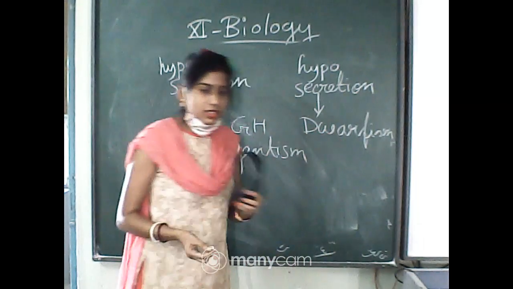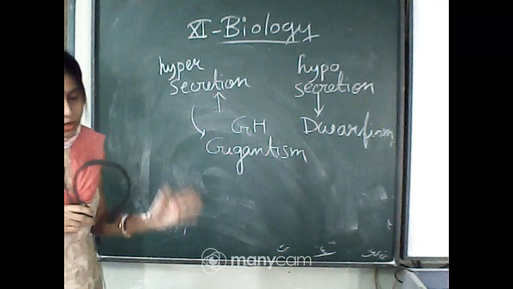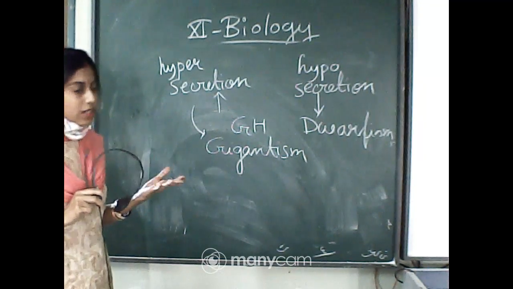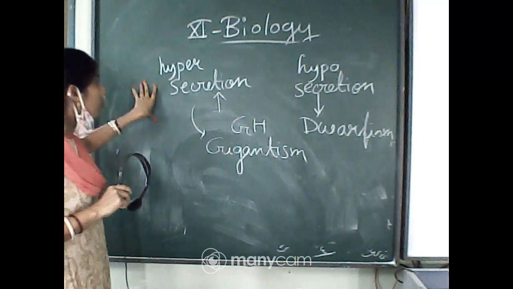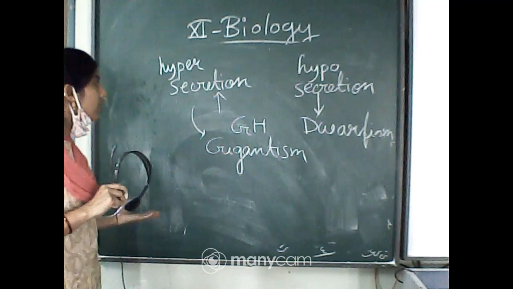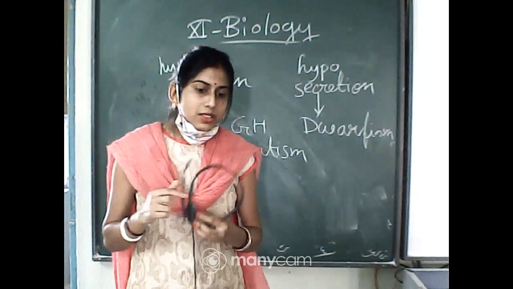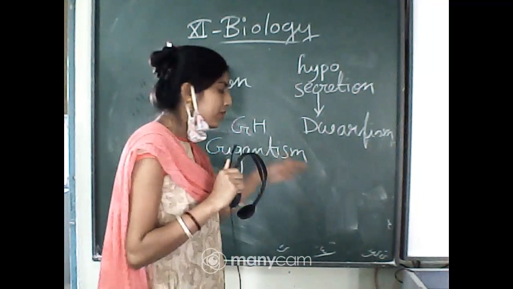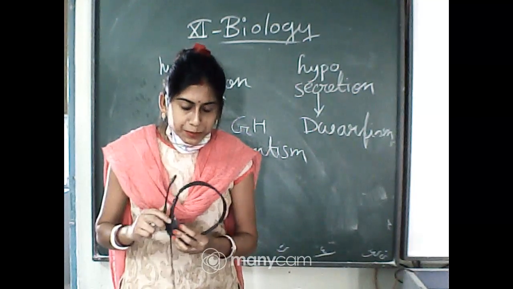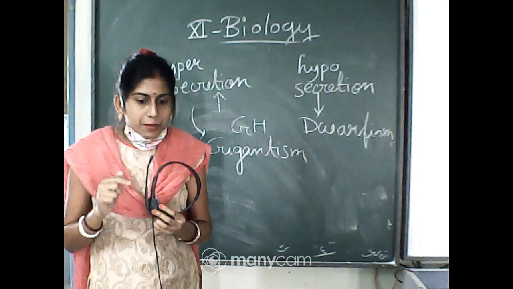The condition is considered as dwarfism. Okay, so this is the function of the growth hormone, and we have seen what will happen if its secretion is in the hyper condition, and if it is in the lower condition, it will create this type of problem. Dwarfism means the height of the person will be less.